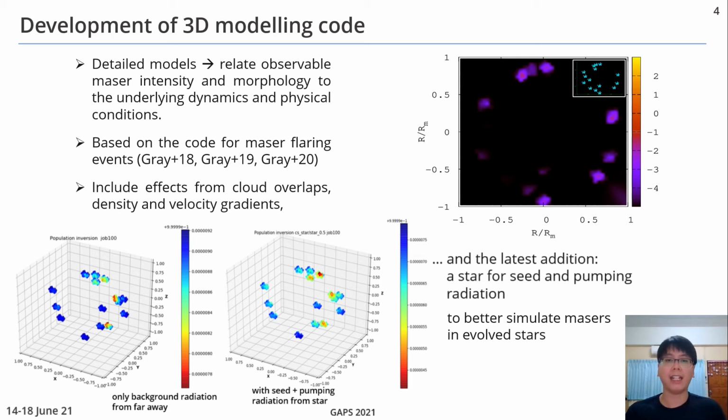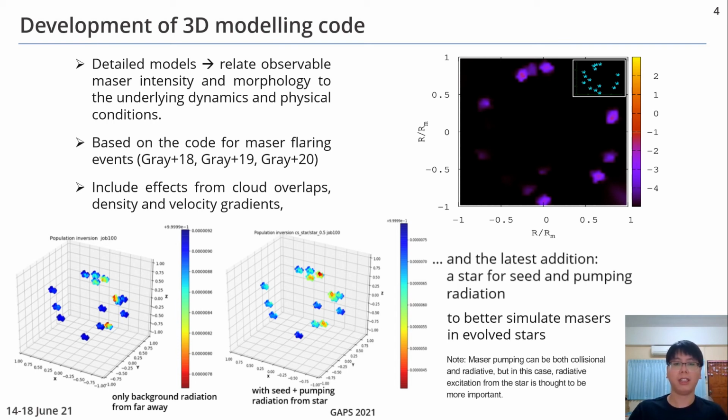And recently, we have added a new capability to the code where we can put a star in the middle of the maser cloud distribution so that we have a source of pumping radiation closer to the reality that we have with AGB stars. The bottom panel shows that when the star is present, the level of population inversion drops radially as you go further from the star, as you can see from the right, compared to the left where there's only just background radiation. That suggests that we should see a bright maser spot in the area closer to the star for a given maser cloud.